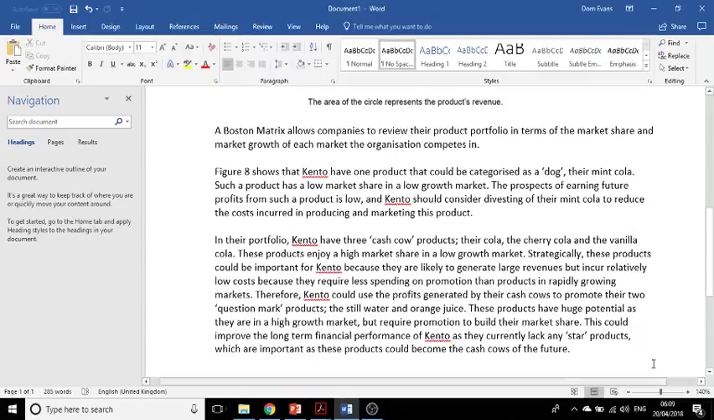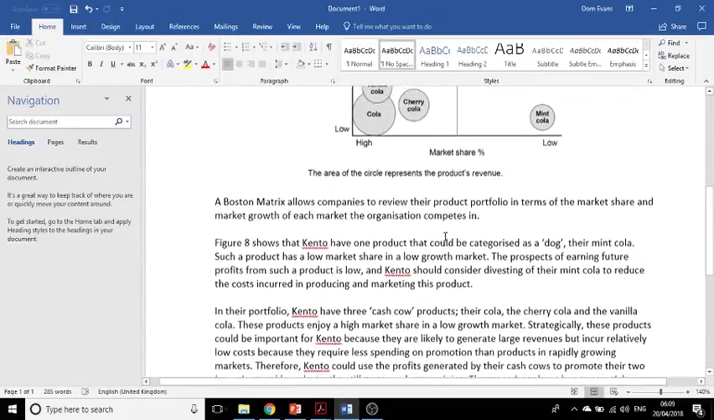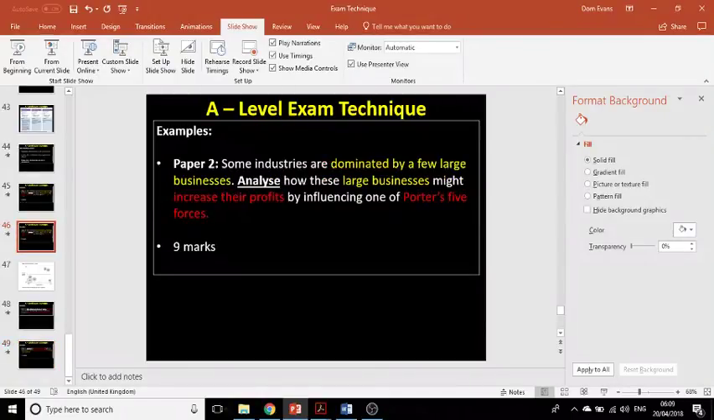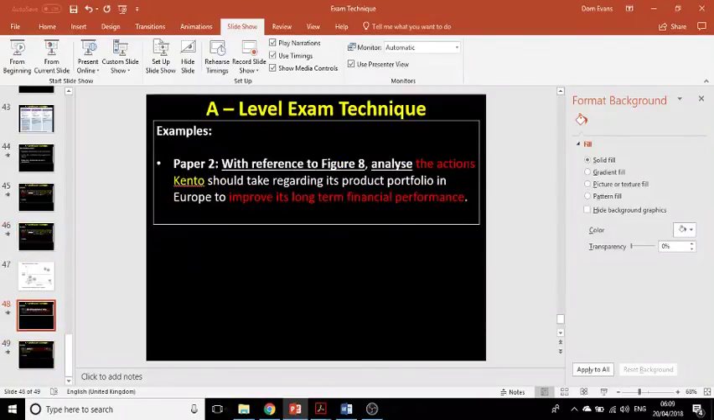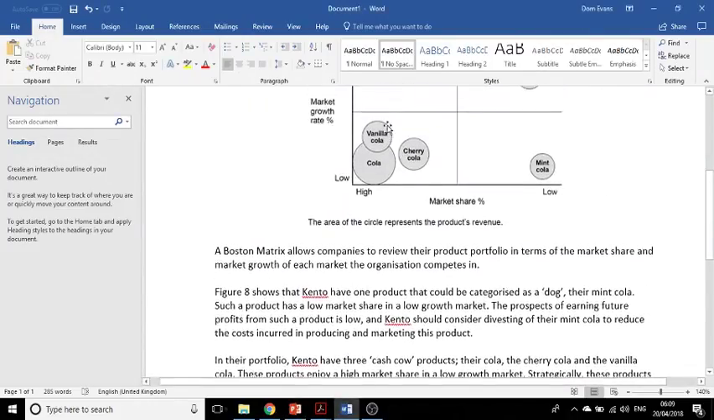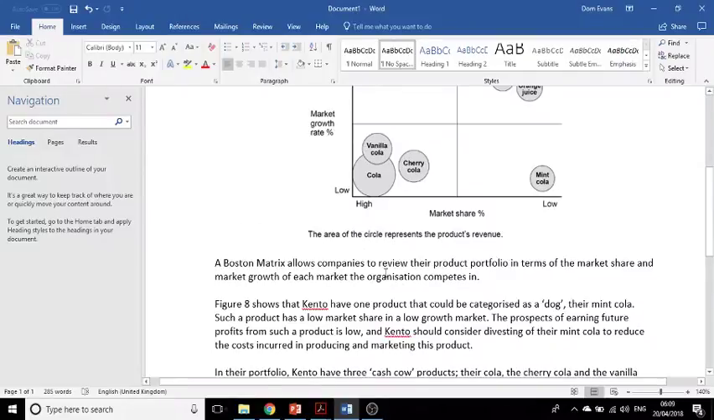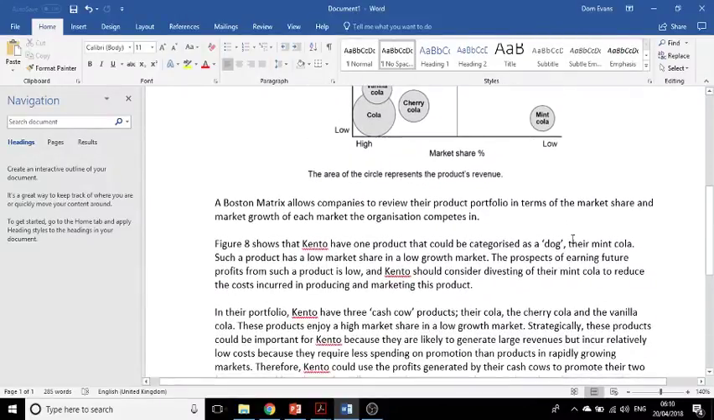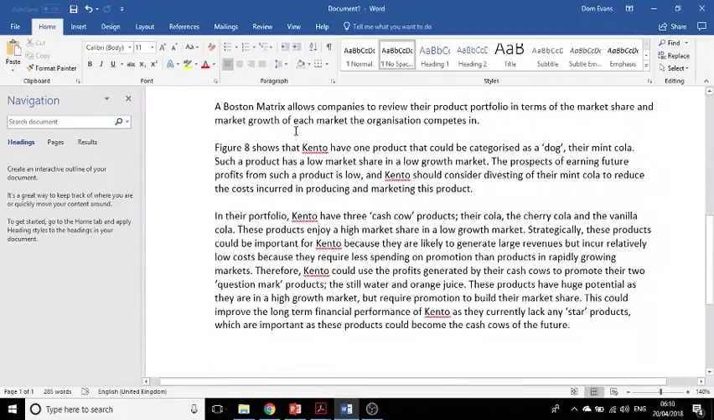So, just to break down how I've answered the question. The question is about the actions that Kento should take to improve their long-term financial performance. Well, I've started off with a definition. I've identified that this is the Boston matrix, and I've given a definition of that. So the examiner should credit me with some knowledge marks straight away.